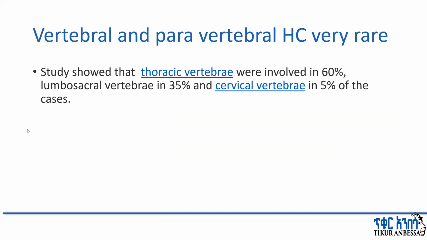Vertebra and the paravertebra also is a common site. A study showed that thoracic vertebrae were involved in 60%, lumbosacral vertebrae in 35%, and cervical vertebrae in 5% of the cases. Remember, like TB, it is common in the thoracolumbar area, so if you combine the two, it is very high. Thoracic is the highest, sorry, cervical is the lowest.